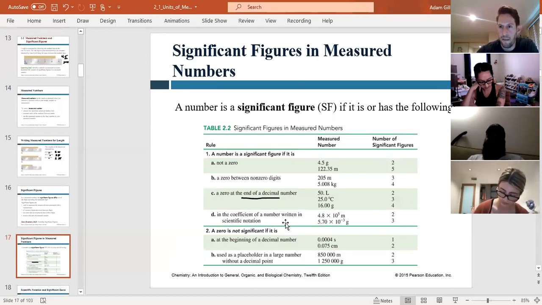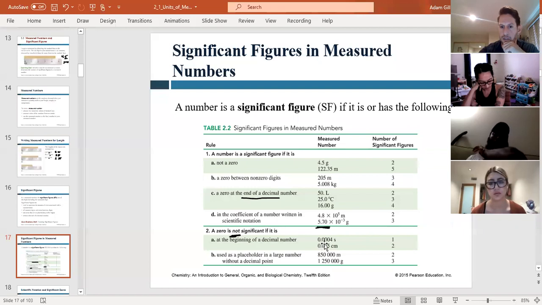It's important if the number is written in scientific notation and there's a 0 in the coefficient. So like 5.70 times 10 to the negative 3 has 3 sig figs. Okay. So anything written in scientific notation, if there's a 0 in there, it's significant. Now, the one where the 0 is not significant is when it's at the beginning of a number, if it precedes the first whole number.